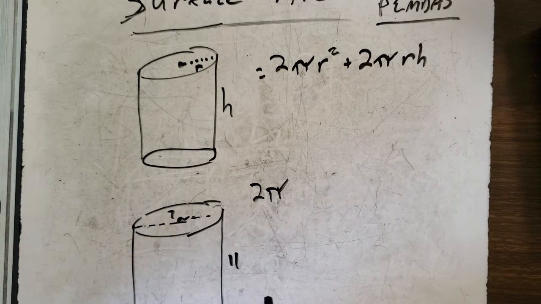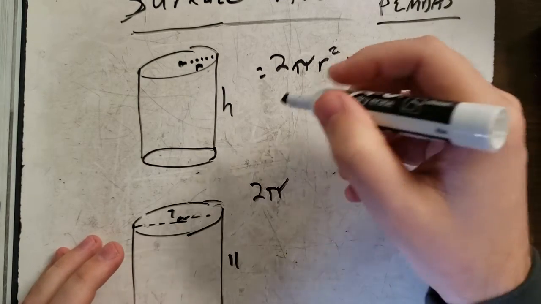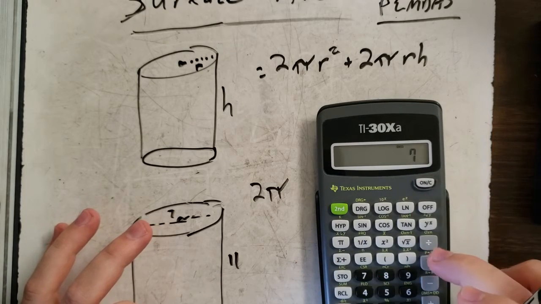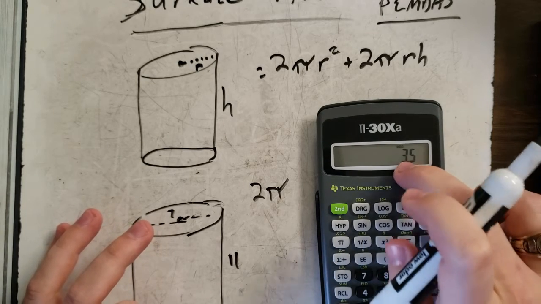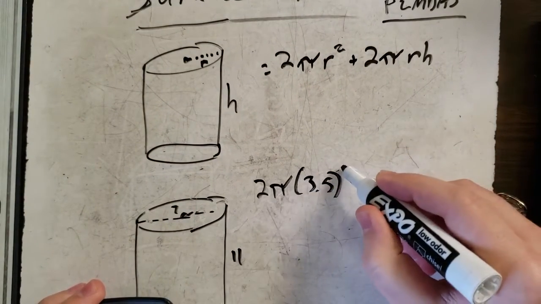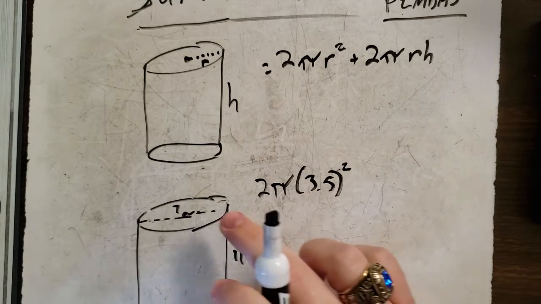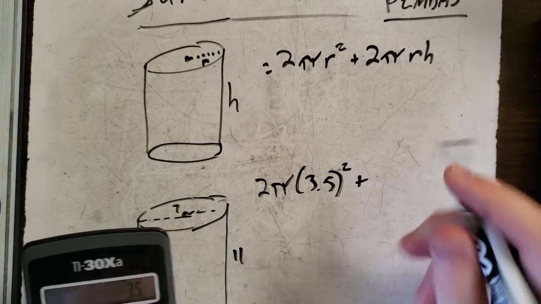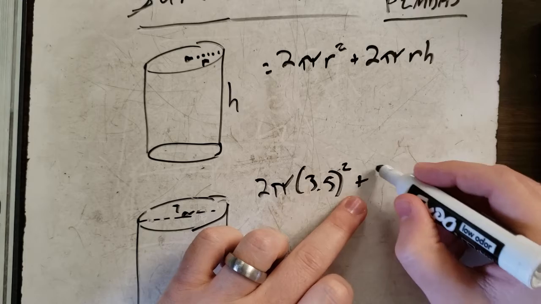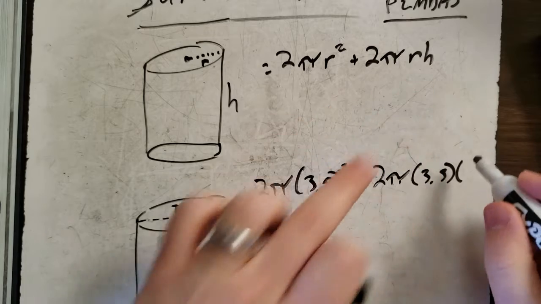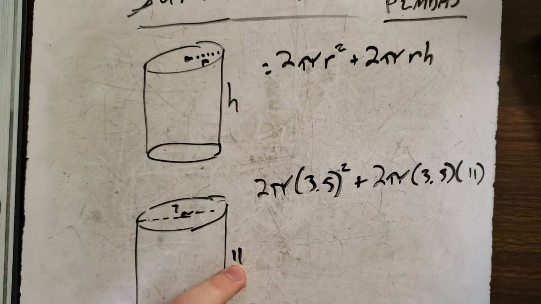So if you have the diameter, what do you need to find the radius? Remember, the radius is half of our diameter. Because we have 7 as our diameter, we have to cut that in half first. So you have to do 7 divided by 2 to get 3.5. So our radius is 3.5, and we're going to square that. Plus 2 pi, our radius again, which we said is 3.5, times h, which is 11.